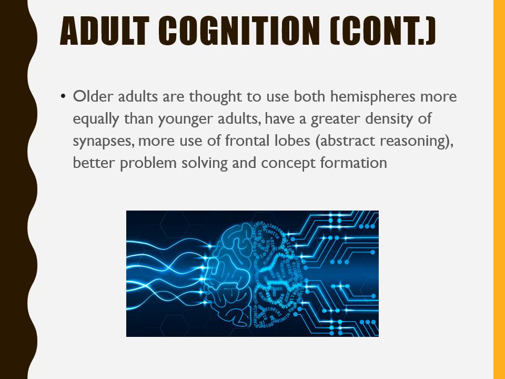Older adults are thought to use both hemispheres more equally than younger adults. So what happens is with experience, you're going to see some of your older adults have more ability to problem solve. They have better concept formation. So when you do education on them, you don't have to really re-explain many things because they've had the experience and they can put them together and actually understand what you're trying to bring across. So your older adults will see that much quicker than your younger adults.